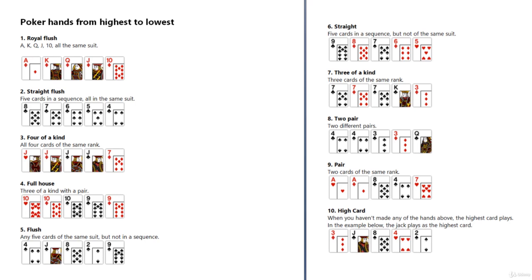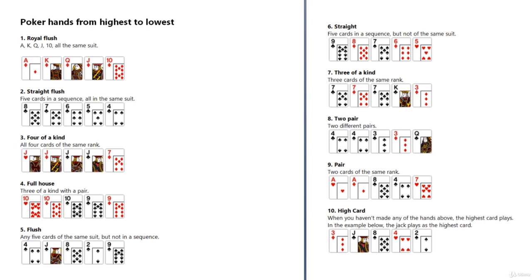The sixth best hand that you can make is a straight. And that's 5 cards in sequence, but not the same suit. So in this example, you notice that we have the 9 of clubs, the 8 of diamonds, 7 of spades, 6 of diamonds, and 5 of hearts. That would be a straight. They just have to be in sequence. They don't need to be the same suit.